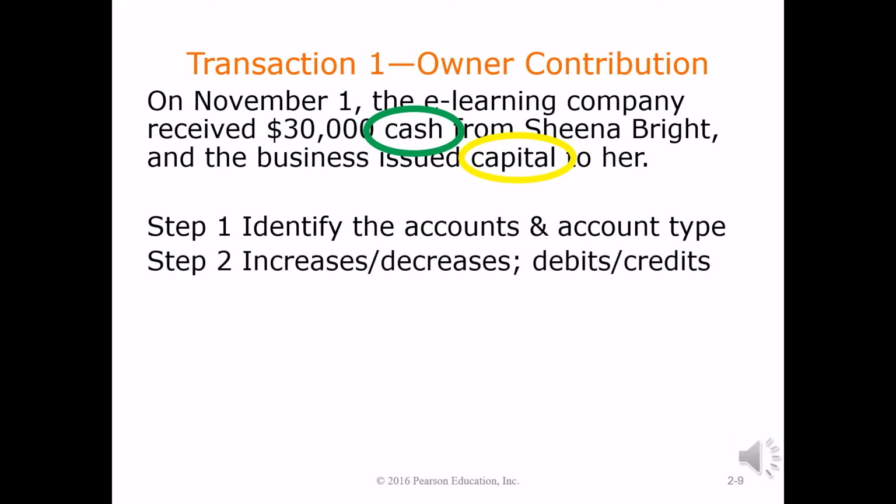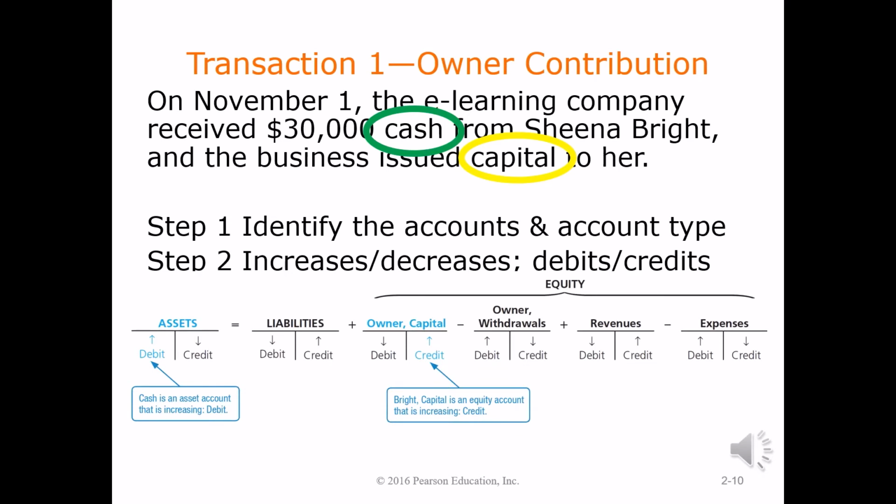The second step in the process is to determine the increases and the decreases in the different accounts. So we know that cash and capital are affected. We also need to determine, are they being increased or are they decreasing? Well, since the company received cash, the cash balance is being increased. And also, Sheena Bright's capital is being increased. So what does that mean for debits and credits?